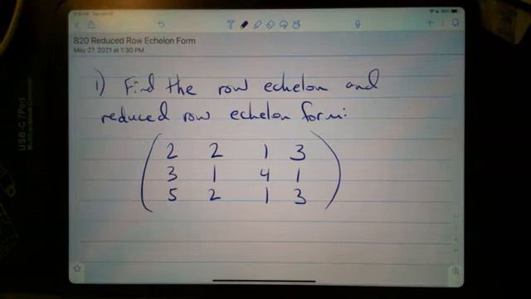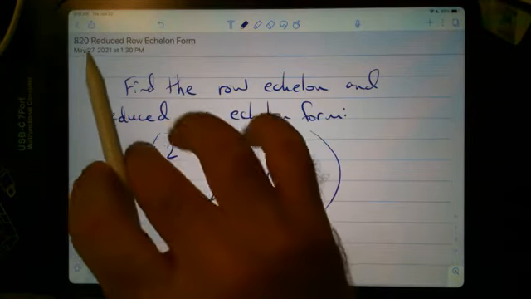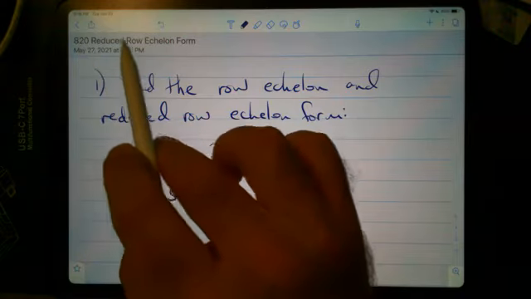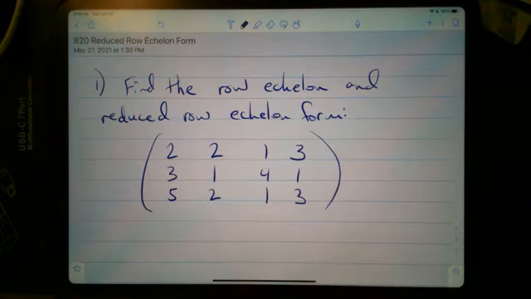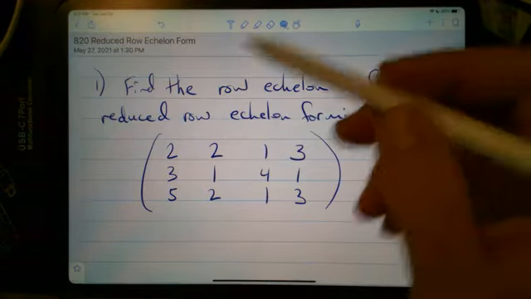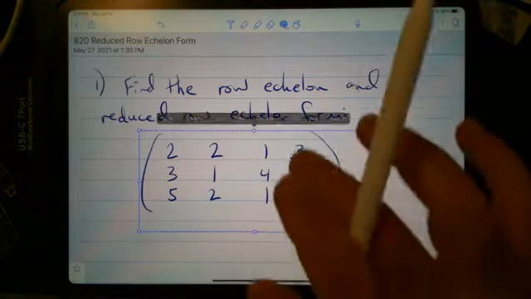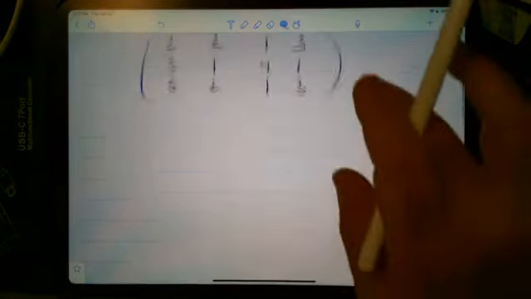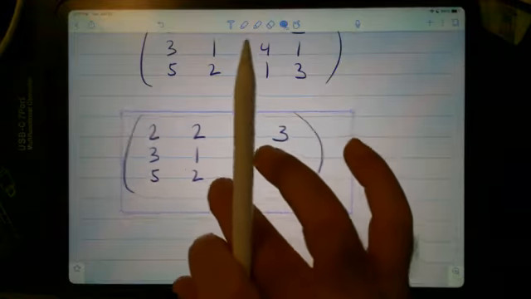Hello. So I want to show a different way to solve these. In this one, from video 820, reduced row echelon form, this one says find the row echelon and reduced row echelon form. Okay. The way that Jeff does it is fine, nothing wrong with it. Just going to show you a different way of doing these.